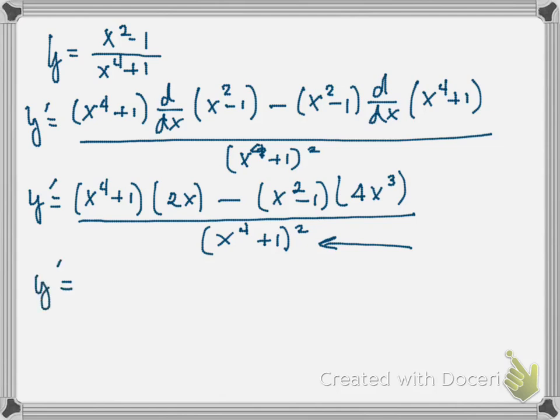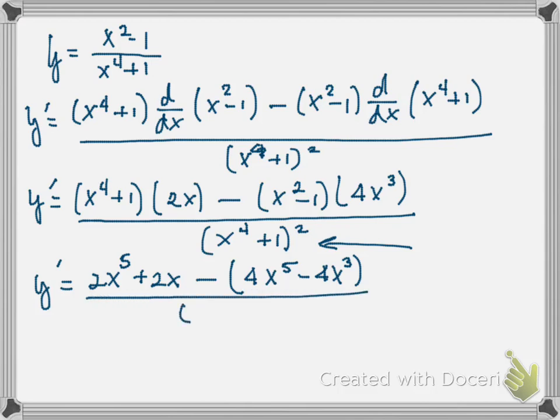Y prime equals, distributing the 2x over the two terms in the first set of parentheses, you're going to have 2x to the fifth plus 2x, minus, and be careful, there's a lot of signs to worry about here. I'm going to open another set of parentheses. X squared times 4x cubed is 4x to the fifth, minus 4x cubed, with x to the fourth plus 1, the quantity squared, still in the denominator.